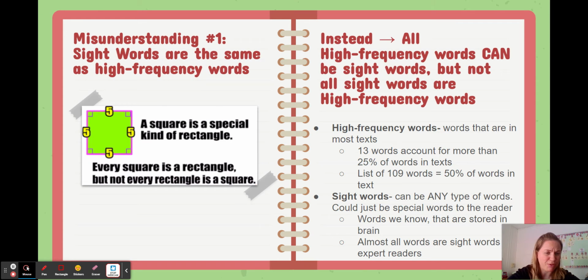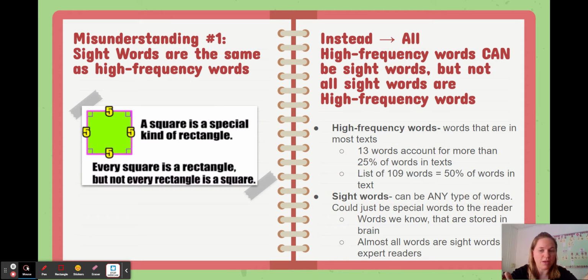Sight words are the same as high frequency words, and they're not. Instead, think about it like this. All high frequency words can be sight words, but not all sight words are high frequency words. It's kind of the whole idea that a square is a rectangle, but not every rectangle can be a square, right? So that kind of idea.